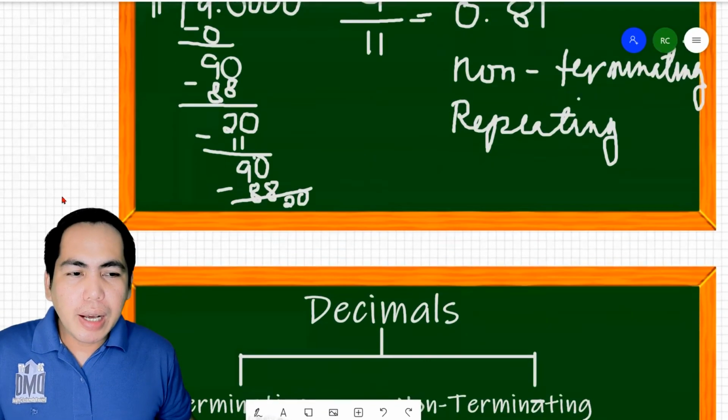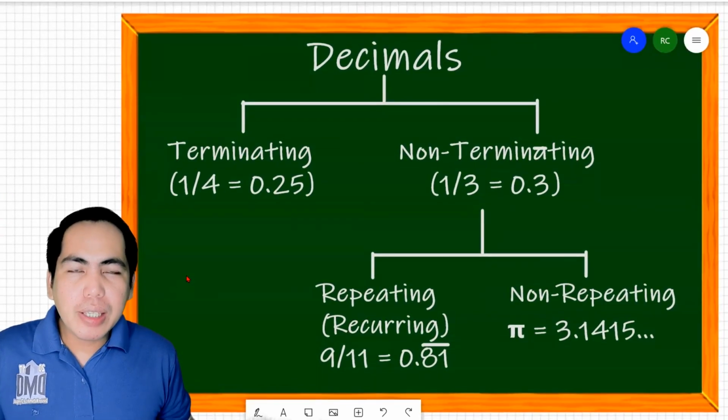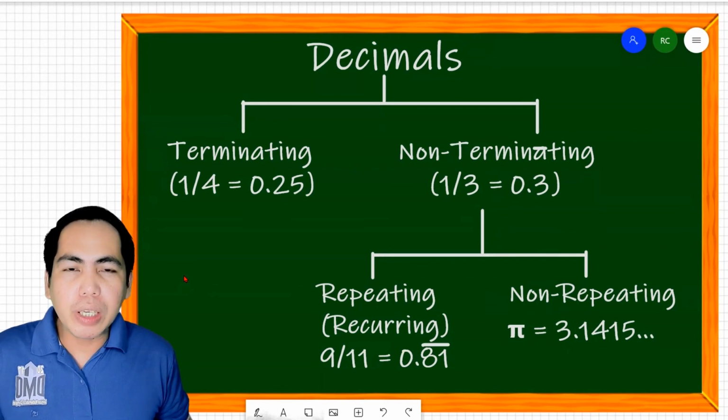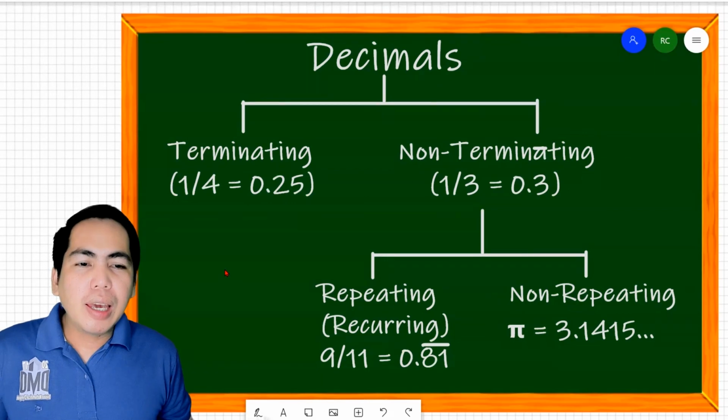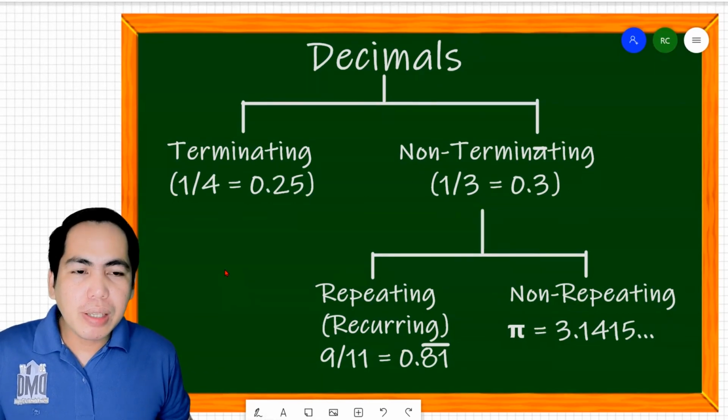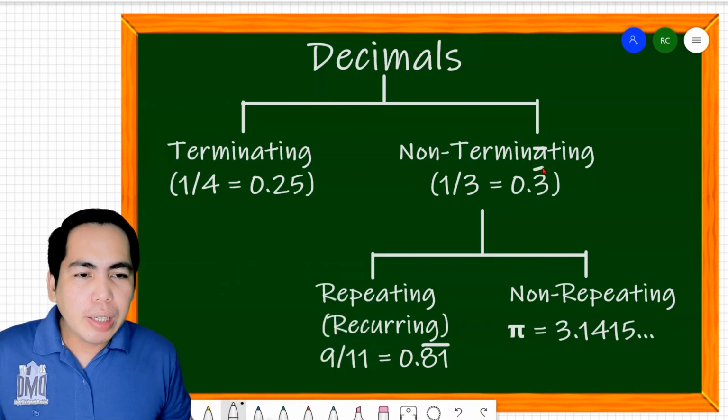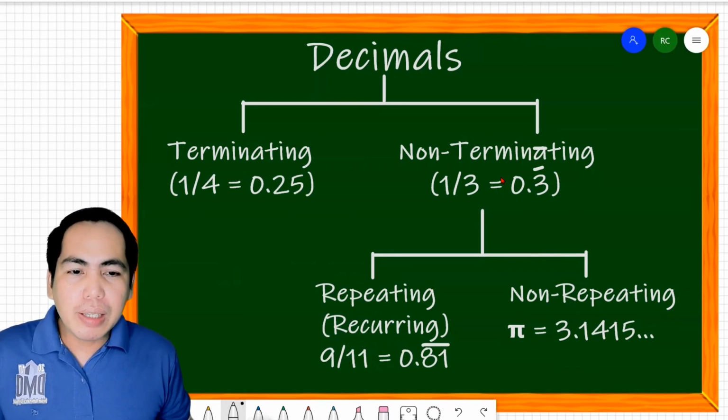So as a recap, decimals can either be terminating, for example, the decimal equivalent of 1/4, which is 25 hundredths, or non-terminating. Example here, we have 1/3, that is 0.33 because the 3 is being repeated endlessly. Non-terminating decimals can be categorized into two. We have repeating or recurring decimals, for example, 9/11, that is equivalent to 0.81, where 81 is being repeated endlessly.